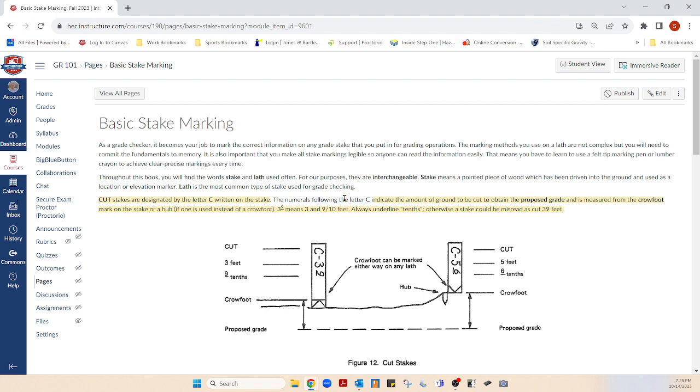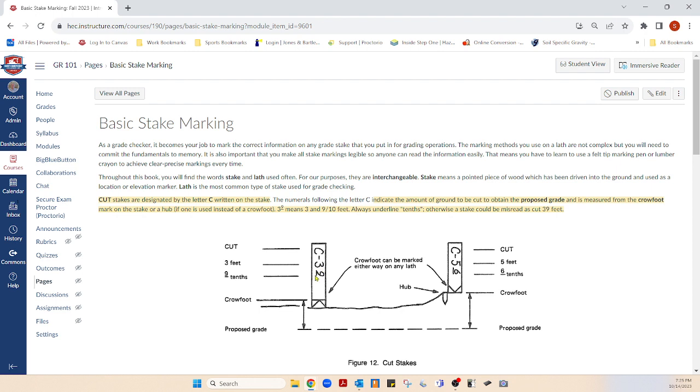Look at the figure first. You can read this stuff if you want, and I'll probably go over some of it. The stake on the left, as you're looking, says cut 3 9/10. It's written like in superscript, like the 9 is a little bit smaller than the 3, and it has a line under it.